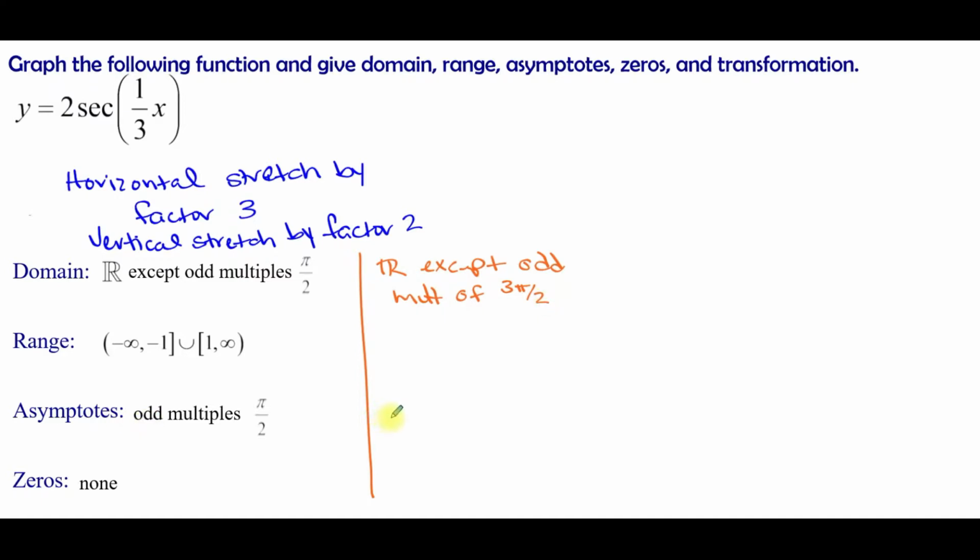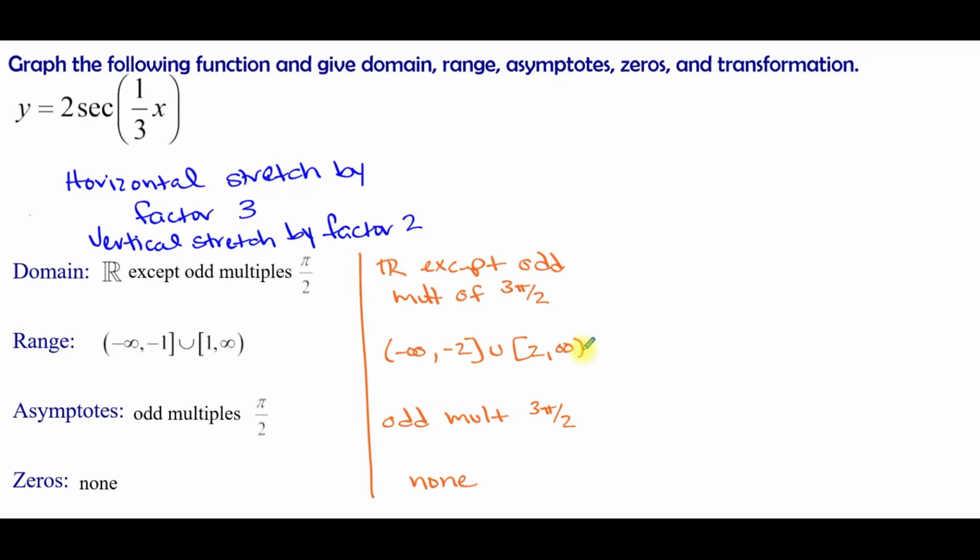Same thing here with my asymptotes. My asymptotes are going to be at odd multiples of 3 pi over 2. I had no zeros before, so I'm going to have no zeros now. If we multiply 0 by anything, we still get 0. And then remember, the range is going to get multiplied by the vertical scale change factor. So my new range is going to be negative infinity to negative 2, and then 2 to infinity.